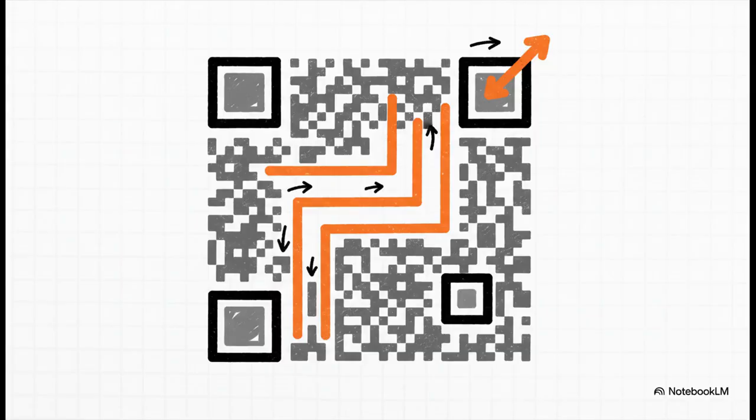And here's another thing. The data isn't laid out left to right like you're reading a book. No, the data stream is poured into the grid following this specific zigzag path, flowing up and down in columns, carefully weaving around all those permanent structural patterns we just talked about. It's an incredibly precise layout.